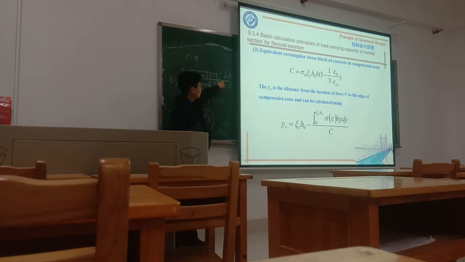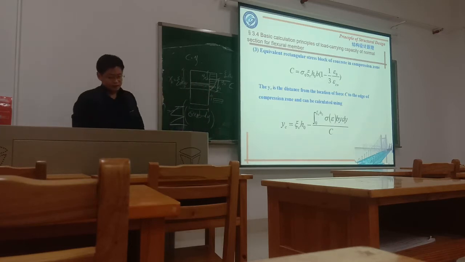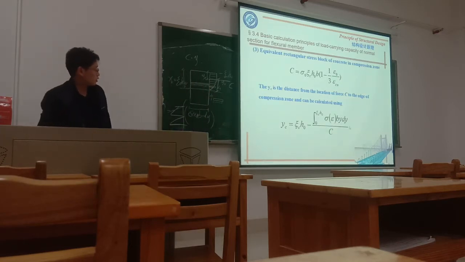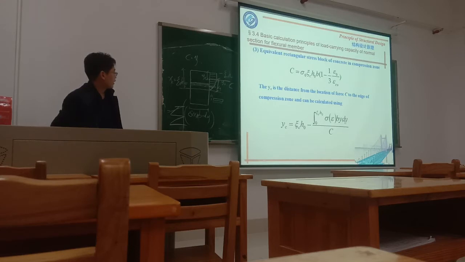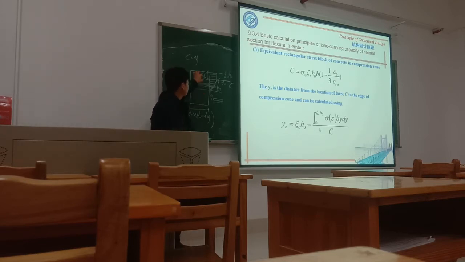Which one do you use for this force? The resultant compression force? You can use this one. So through this formula, we can get the action point for this compression force C. Then, with this value, we know where C is, the action point to the edge of the compression zone.